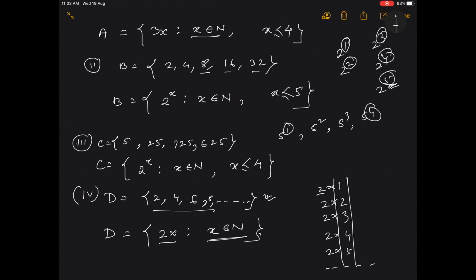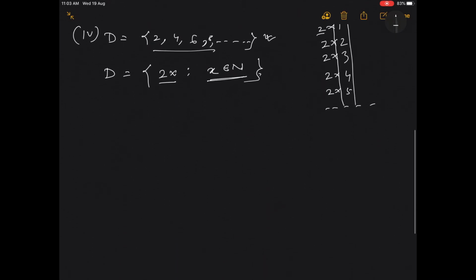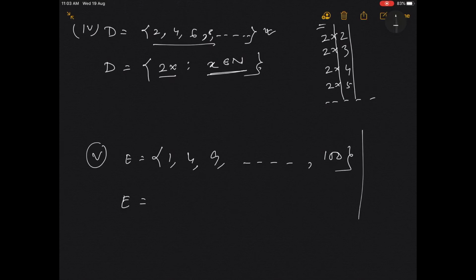So now let's move on to the fifth set. So what is the fifth set here? 1, 4, 9, dot dot dot, 100. Okay, so this is suppose E. 1, 4, 9, dot dot dot up to 100. Okay, so here you see this can be written as what? Now you see 1 is 1 square, 4 is 2 square, 9 is 3 square, dot dot dot, and 100 is 10 square. Okay, so 1, 2, 3, 4, these are up to 10, these are what? Those belong to natural numbers.